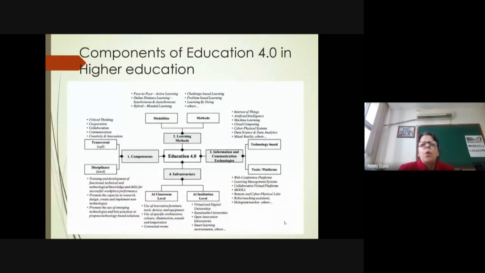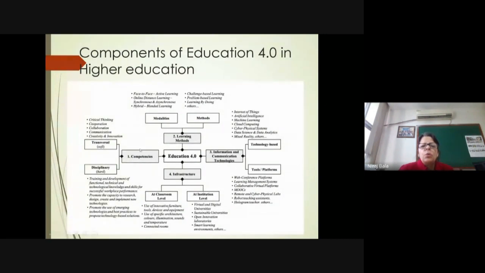Now moving forward, we have understood the history, how we have moved from education 1.0 to education 4.0, in line with the changes which were taking place in industry 1.0 to industry 4.0. So now, since we are today in education 4.0, what are the components of education 4.0 in our higher education system? Please see here. We will be understanding the four major things: competencies, the learning methods, information and communication technologies, and the infrastructure, which are the four core components of education 4.0. We will try to understand this through this slide.